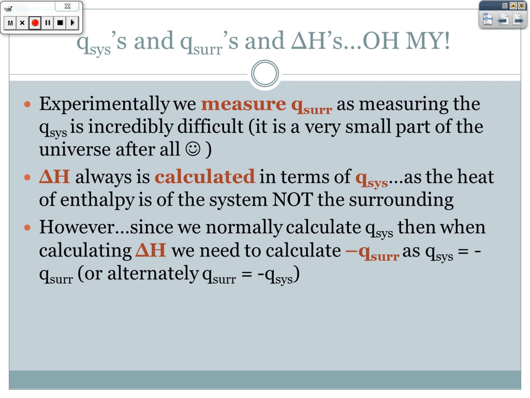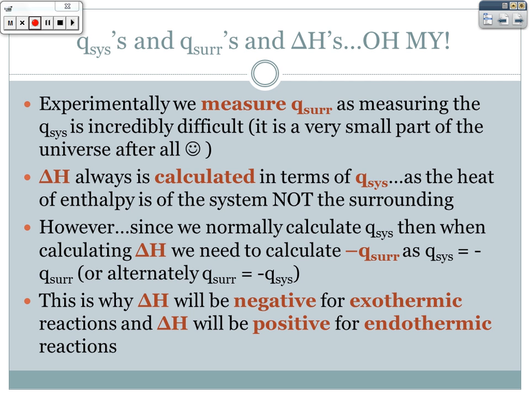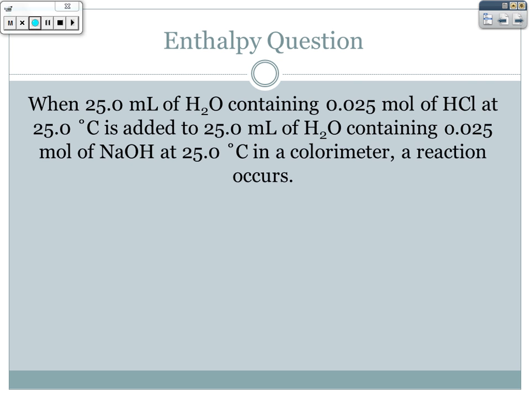So, since we normally calculate Q system when calculating delta H, we need to calculate negative Q surroundings, as Q system is equal to negative Q surroundings, right? I've said that a couple times, now you've seen it in writing. So, this is why delta H will be negative for exothermic reactions and delta H will be positive for endothermic reactions, because our delta H has to be calculated in terms of negative Q surroundings, which is what we measure, so our exothermic reactions are negative delta H's. I really hope that that clears it up. If not, we'll talk about it a lot tomorrow. So, let's keep going. All right, let's look at an enthalpy question.